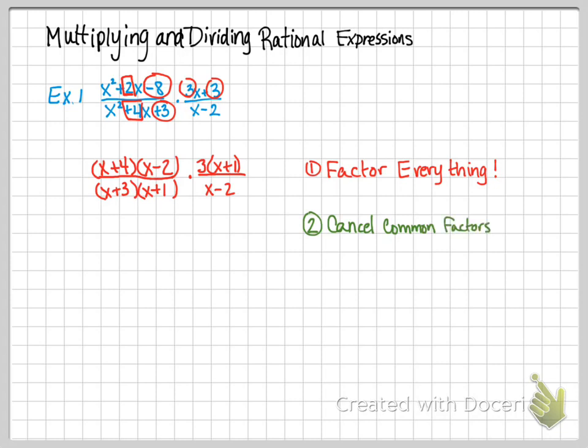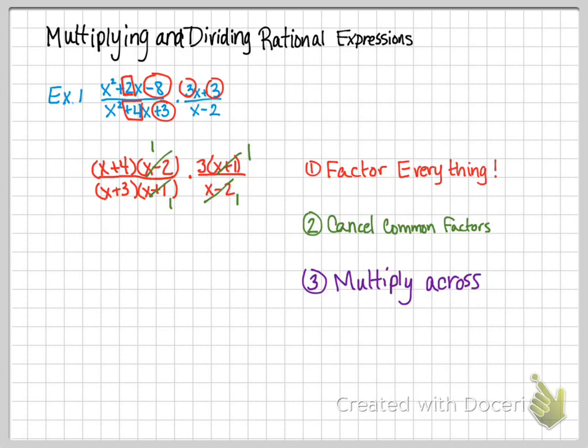Second step, cancel common factors. So we need to see factors that appear in both the numerator and denominator and cancel them out. So x plus 1 is here in the denominator, and here in the numerator, we cancel them out, we replace them with 1s. Okay, we can also cancel out the x minus 2's. And so now we are left with an x plus 4 and a 3 in the numerator and an x plus 3 in the denominator.